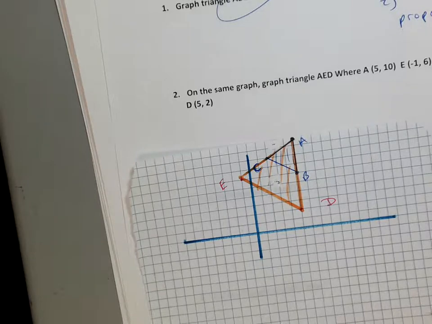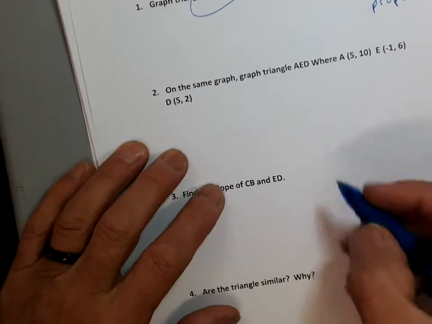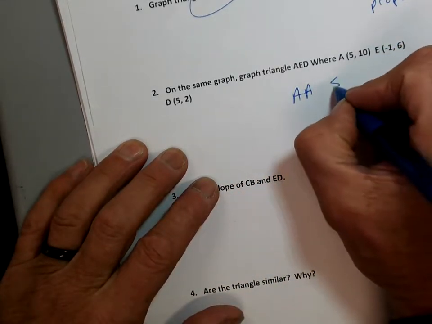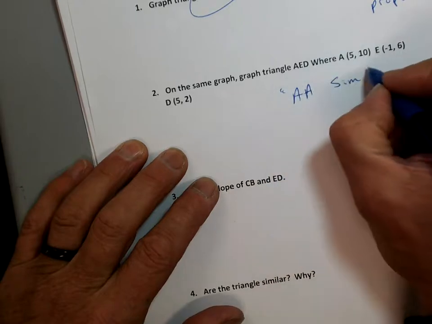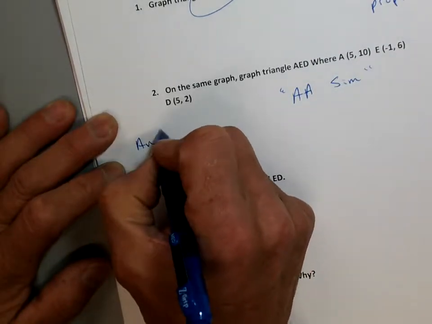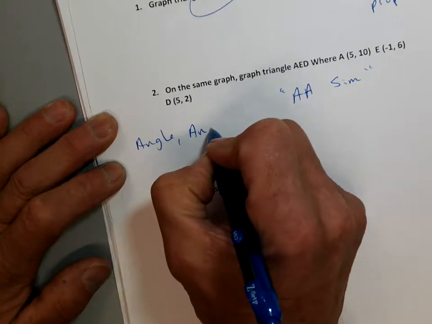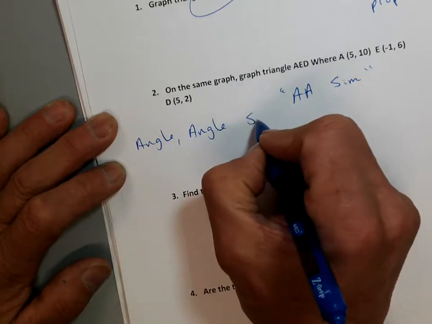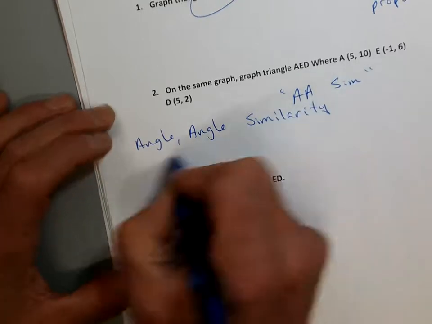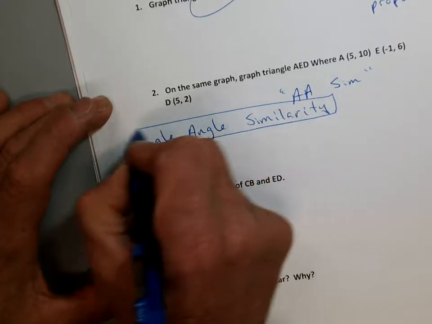So the way we're going to do this is with this formula. Okay, there's a formula called, you ready? I want you to write this down. So angle, angle, sim. Okay, and it stands for, ready? Angle, angle, similarity. Okay, write that down. Angle-angle similarity.